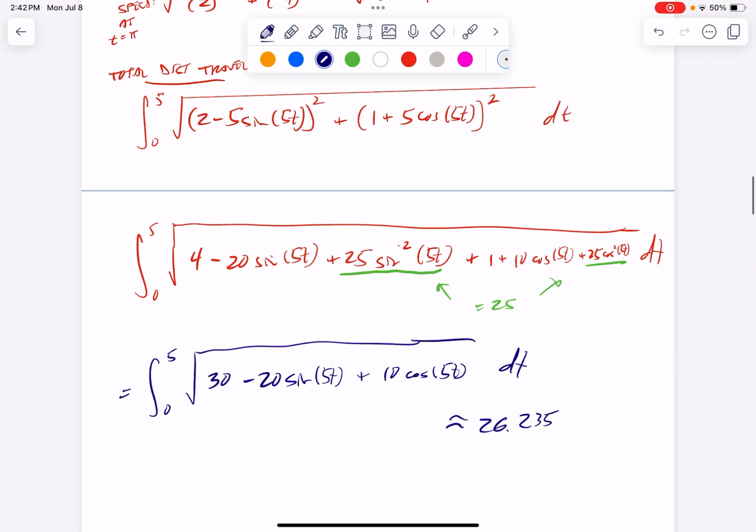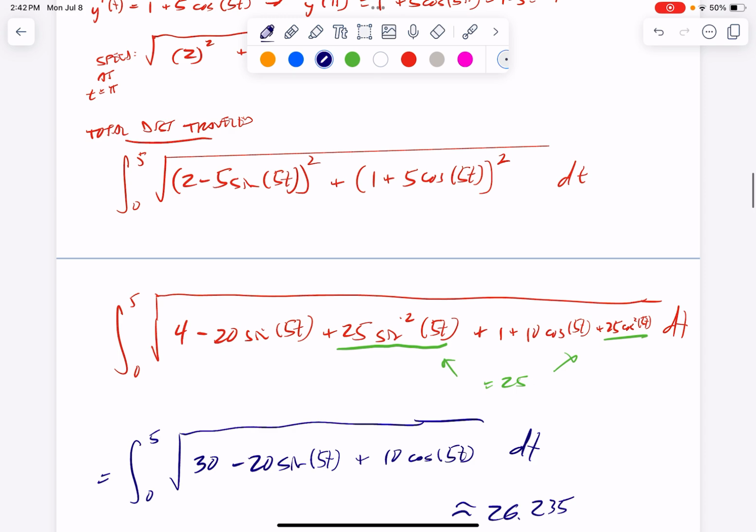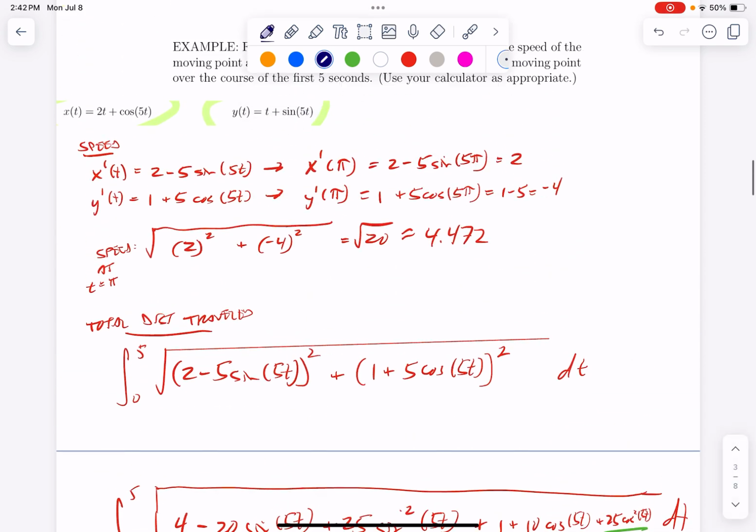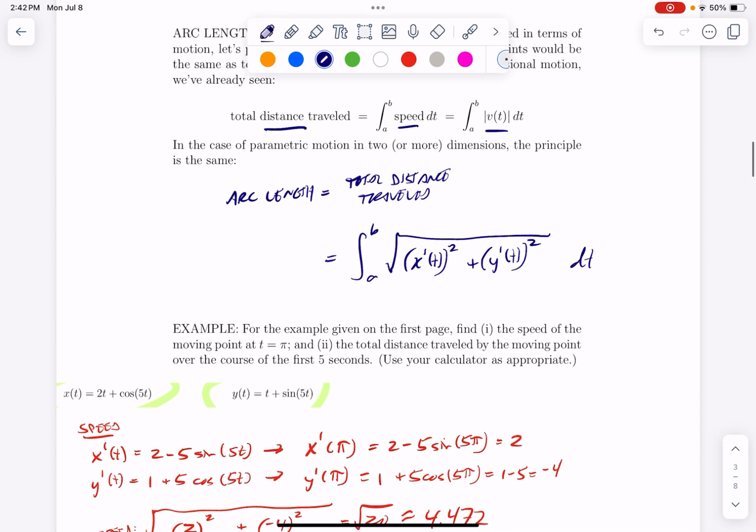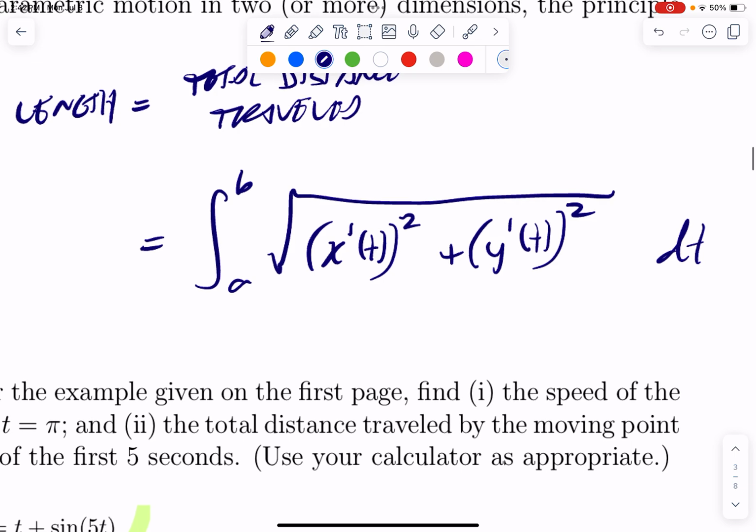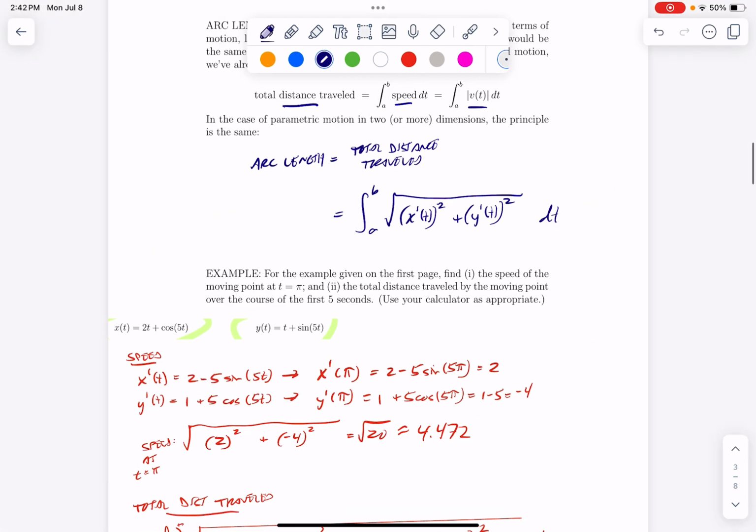All right, now don't worry about needing to simplify all the trig sometimes, but you do need to make sure you know the relevant formula, right? There's our arc length formula, and that you can put it in your calculator very accurately.